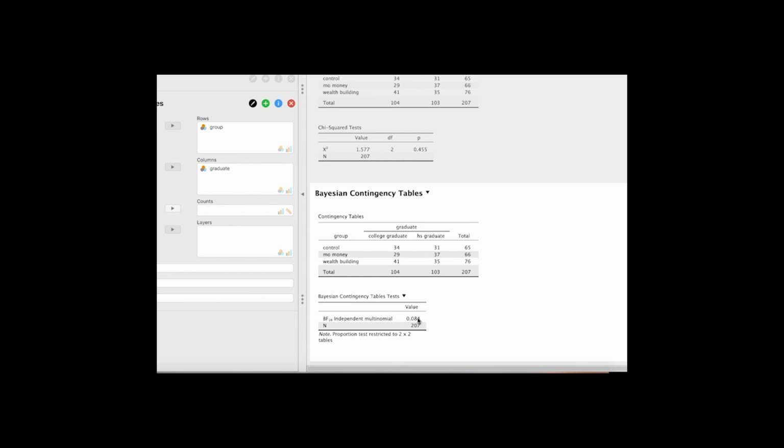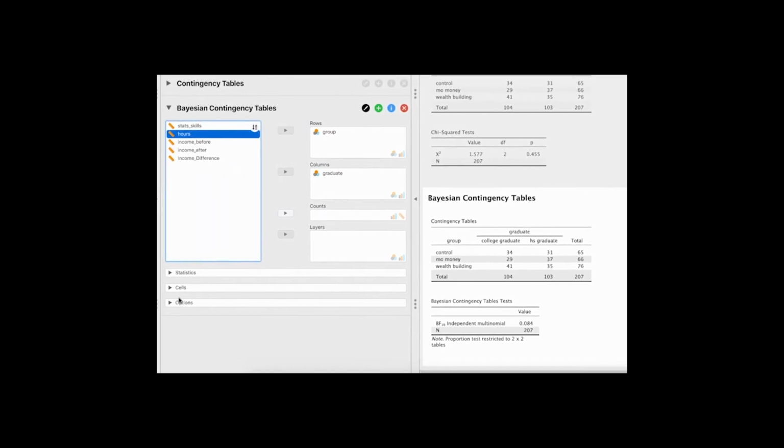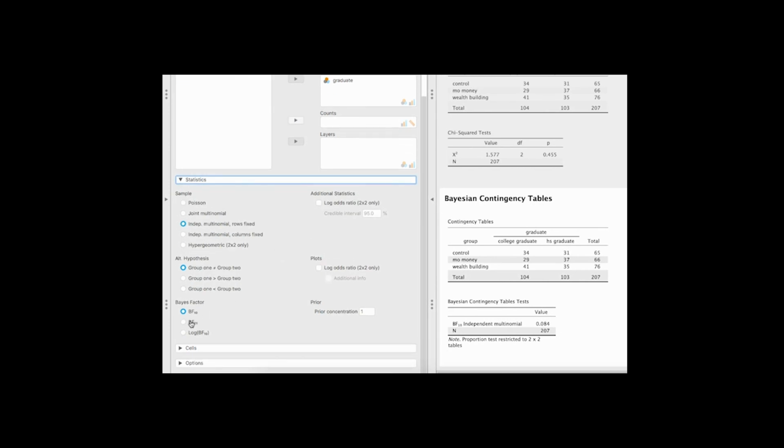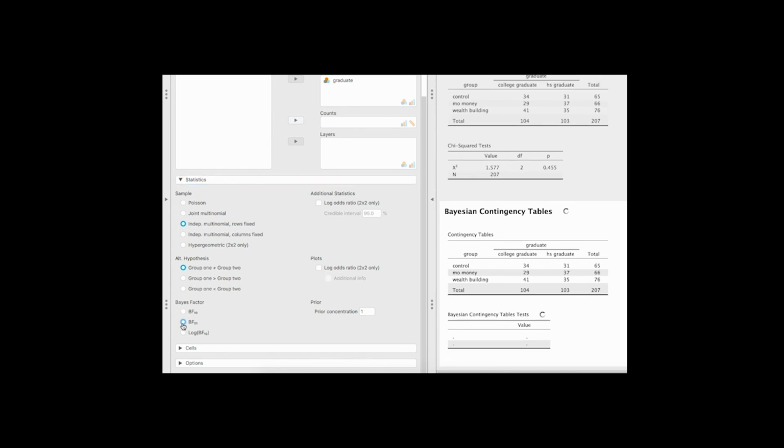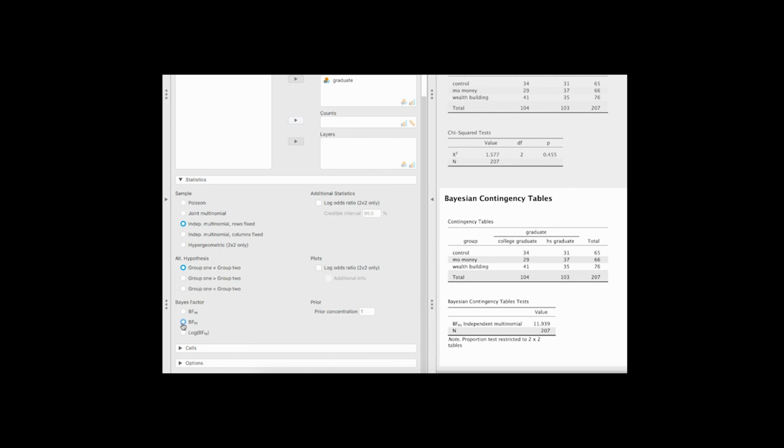And so we get a number less than 1, which tells you that we are more inclined to choose the model that says they're independent. Now, how much more? Well, you could either divide that into 1, or you could go into statistics. By default, it compares the full model to the reduced model, as we call it, or the model where they are related versus the model where they are unrelated. Instead, we can compare the model where they are unrelated divided by the model where they are related. Now that gives you a value that's a little easier to interpret. So the 11.9 says the evidence in favor of the independence model is about 12 times stronger than a model that says they're associated.